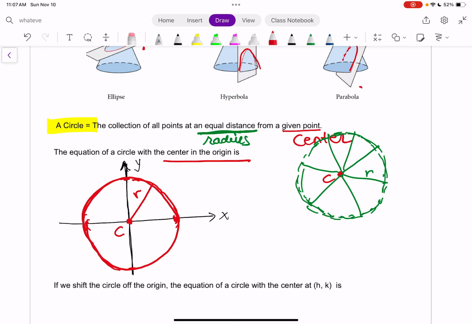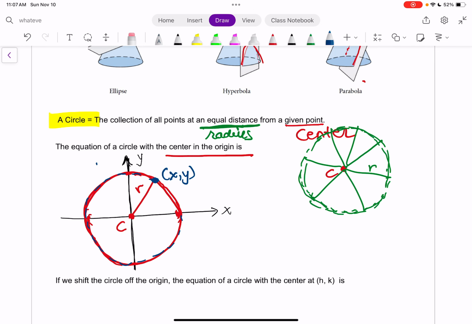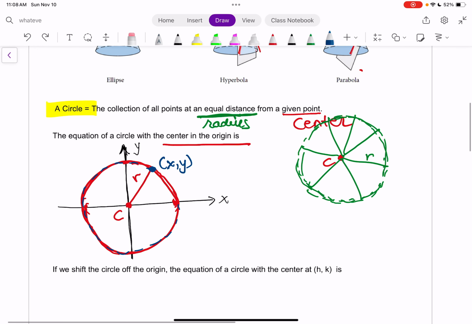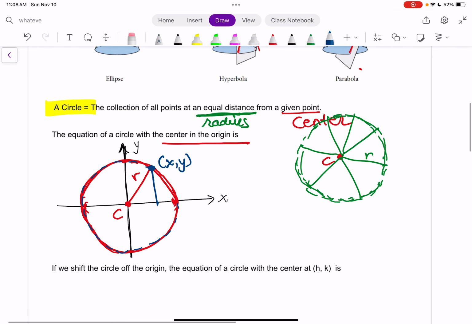And so what we want to do is describe all these points, x comma y, that are on this circle. Now, as you see, the circle does not describe a function as it does not pass the vertical line test. Okay. So it's not a function, but it still should be able to be described with an equation in two variables. And I'm going to show you where that equation's coming from.